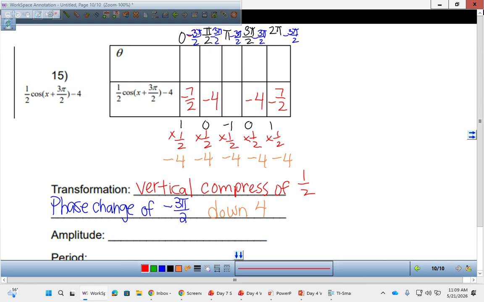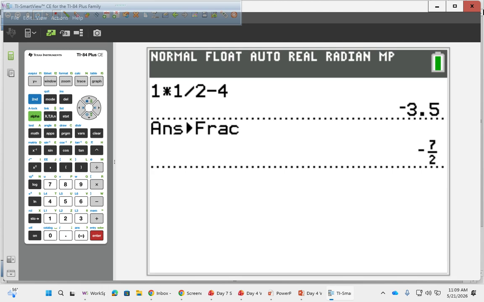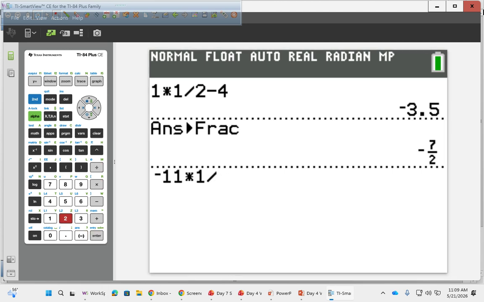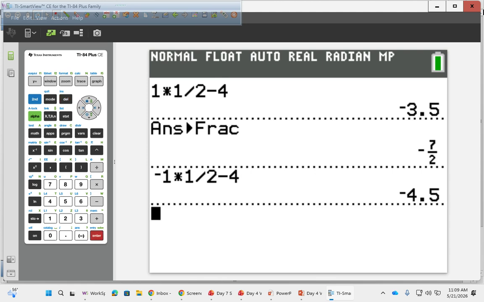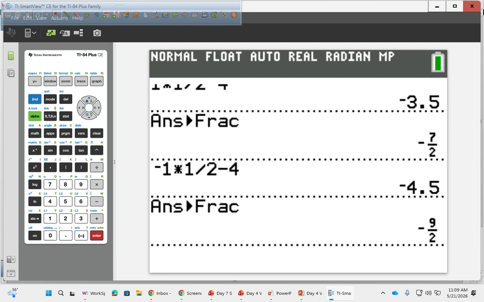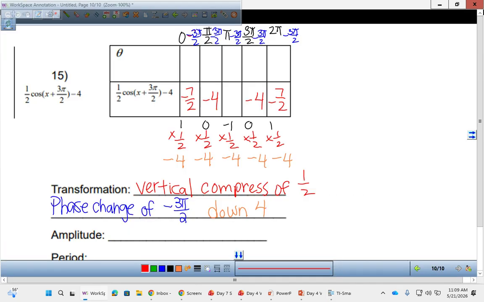And maybe I want to type the next one in. So I'm going to do -1 times 1/2 minus 2, or minus 4. I can write it like that, or I can write it like this. The amplitude is the A value. The A value is the leading coefficient, and that's 1/2.